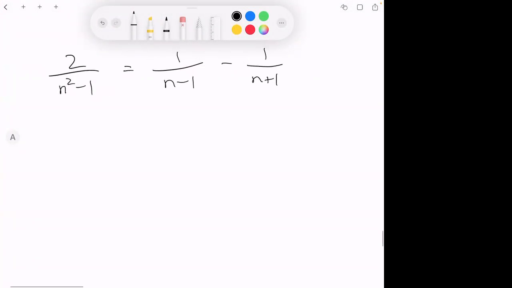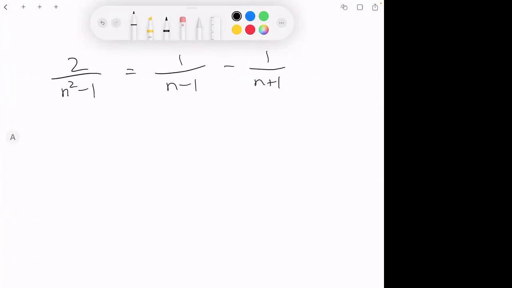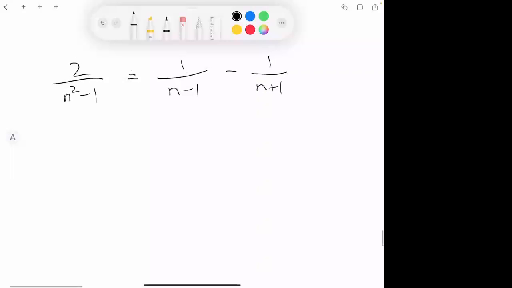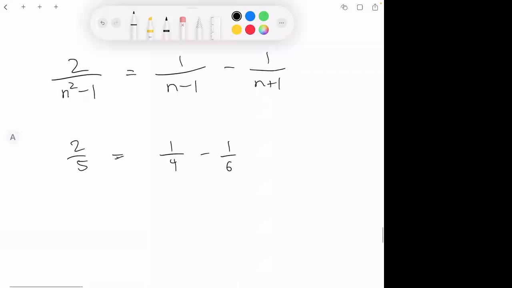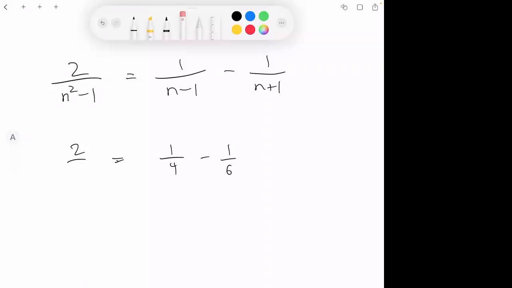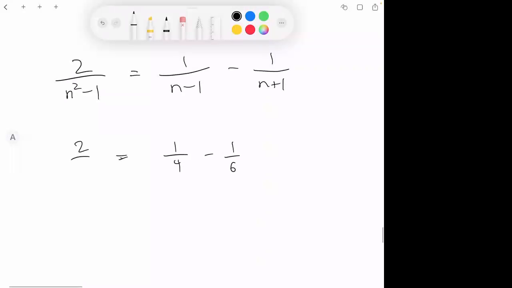Okay. Let's plug in a couple n's to see if I believe that. Let's say n equals 5. Is 2/5 the same as 1/4 minus 1/6? I don't think so. Is it really? No, it can't possibly be. Wait, that's not 2/5. I'm stupid. N, what did I plug in? N equals 5. So n equals 5 would be 2/24.